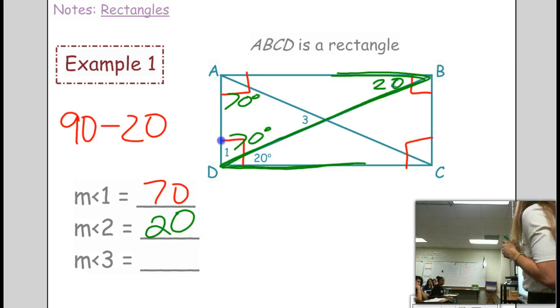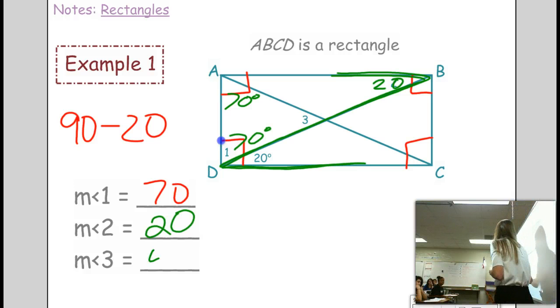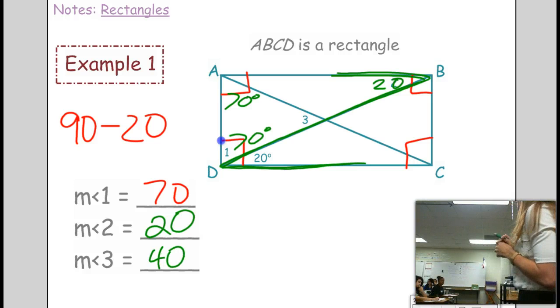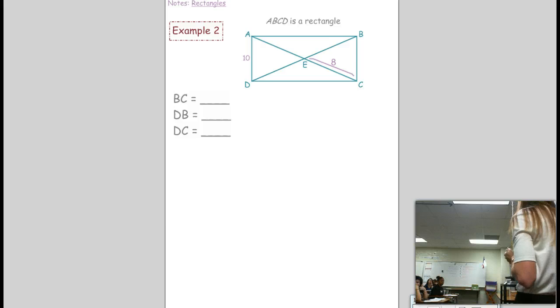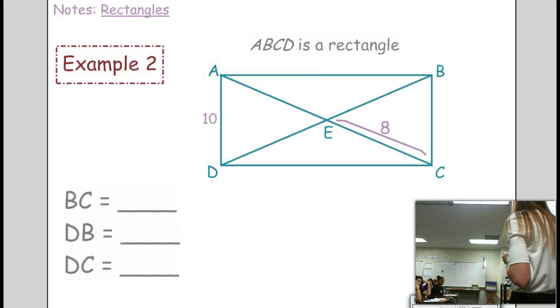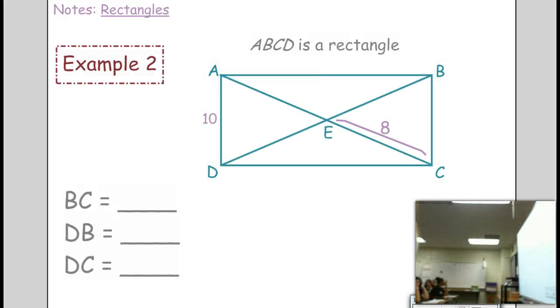40. Yes, very good. 70 plus 70 is 140. 180 minus 140 is 40. Very good mental math, Ashley. Thank you. Okay, ready to go? Ready to move on, guys? Isosceles triangles. When you draw the diagonals, you get isosceles triangles. Don't forget it. Okay, I want you to try this one by yourself. Talk about it in a second.